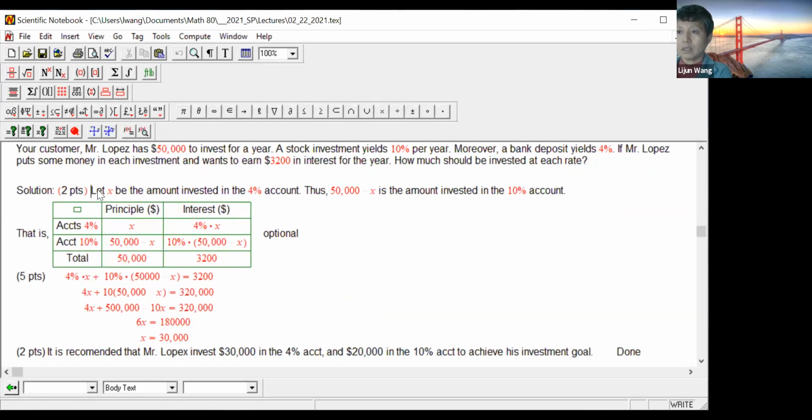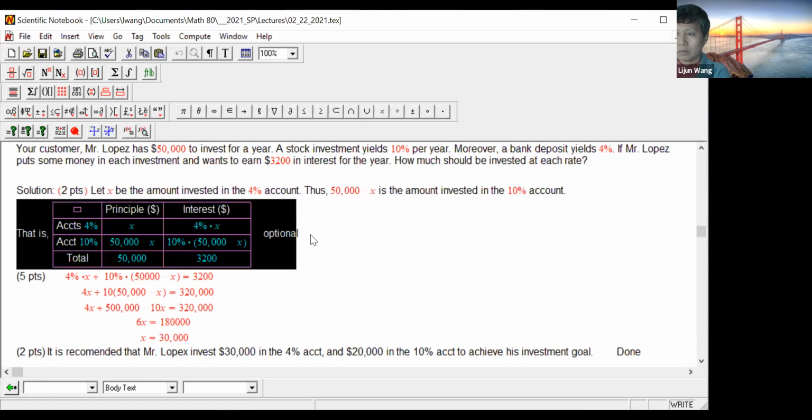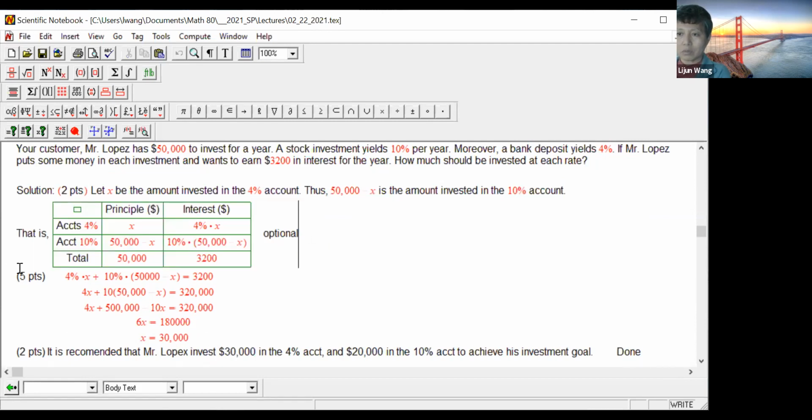Solution. Specify your variable, 2 points. Table or graph, whatever you do, optional. Equation, 5 points. Adequate steps of solving the equation, another 5 points. And final answer, 2 points. Solving equation, 5 points. Is that clear, everybody? Yes.